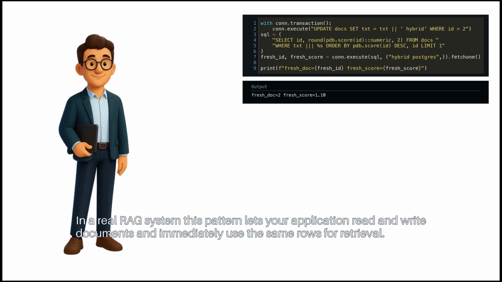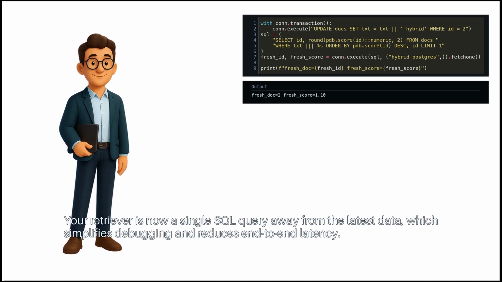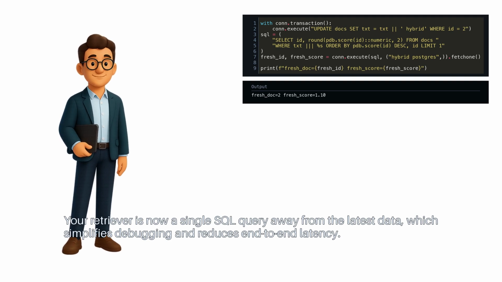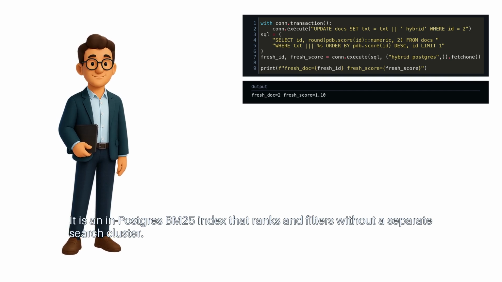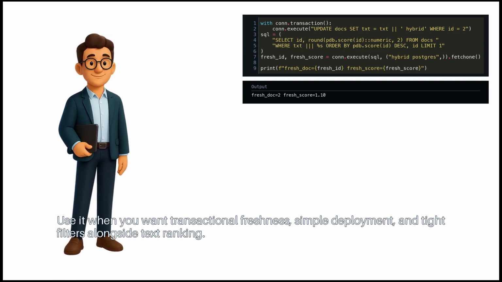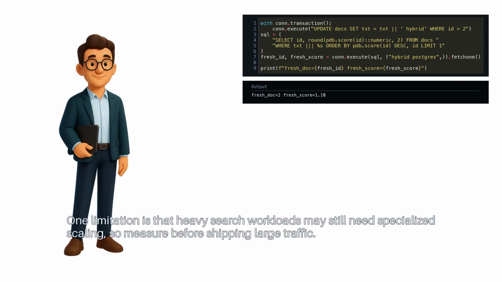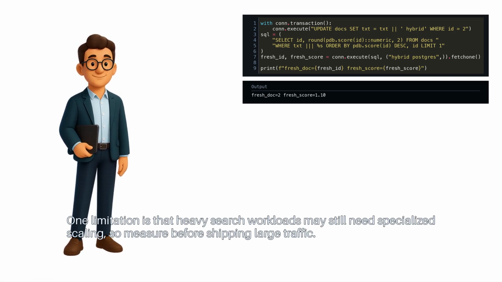In a real RAG system, this pattern lets your application read and write documents and immediately use the same rows for retrieval. Your retriever is now a single SQL query away from the latest data, which simplifies debugging and reduces end-to-end latency. It is an in-Postgres BM25 index that ranks and filters without a separate search cluster. Use it when you want transactional freshness, simple deployment, and tight filters alongside text ranking. One limitation is that heavy search workloads may still need specialized scaling, so measure before shipping large traffic.